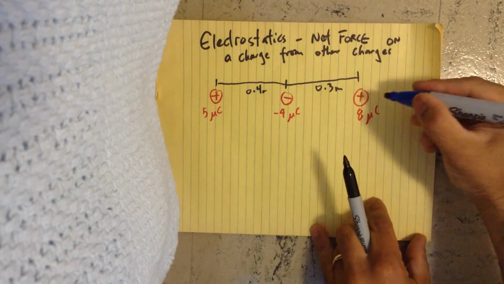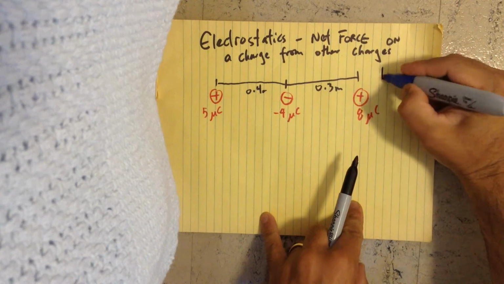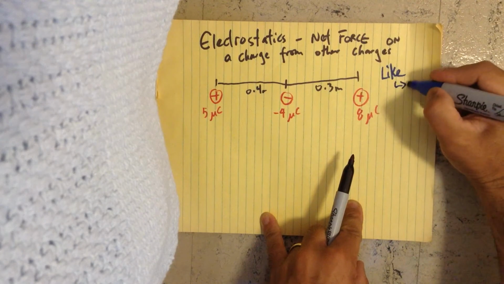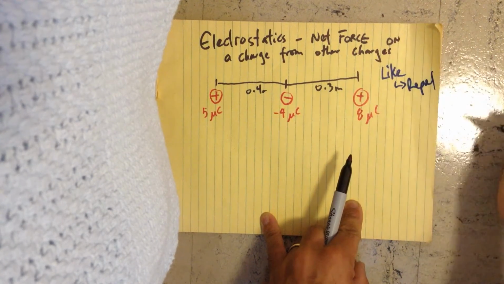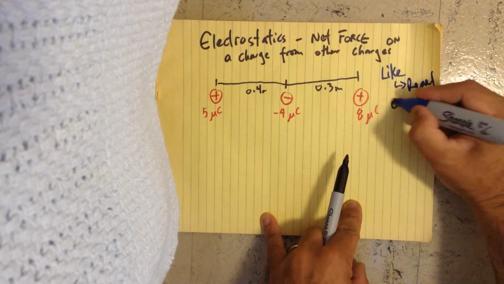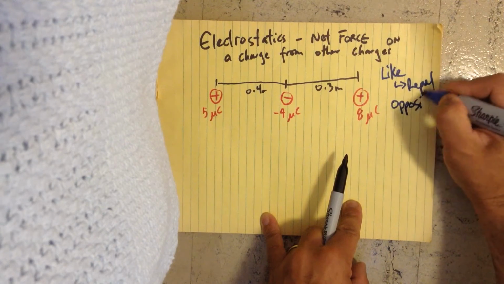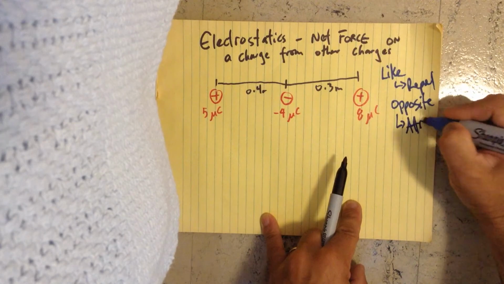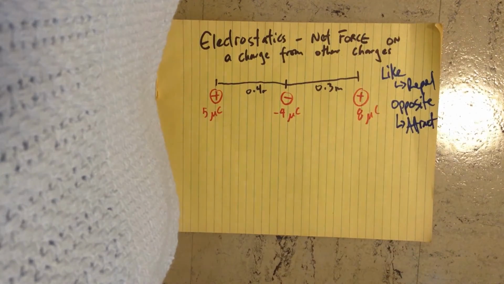So you have to remember that like charges will repel, and that opposite charges will attract. So that's going to be the first thing we have to remember when we put together these sort of questions, is that the type of force, direction of force, is determined by the types of charges that we have interacting.